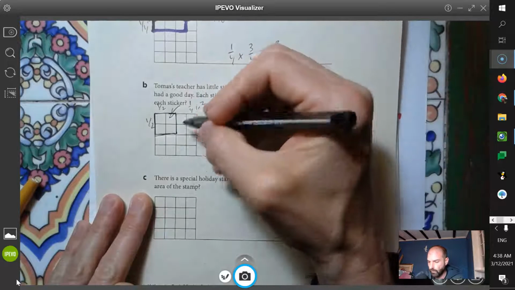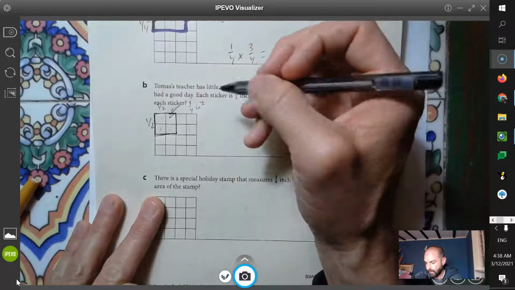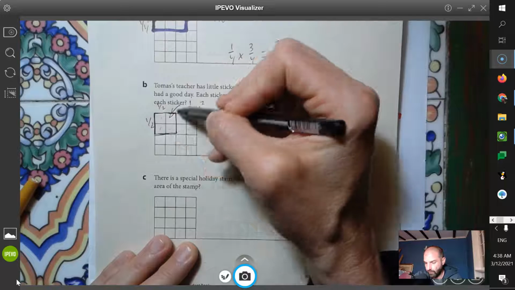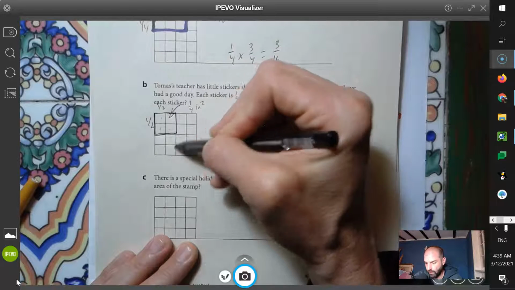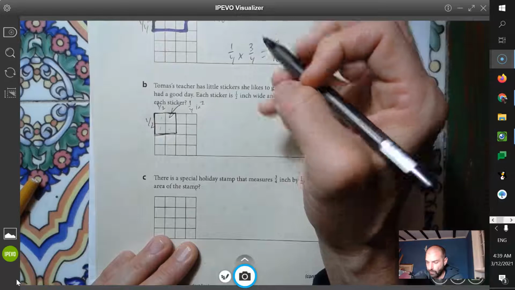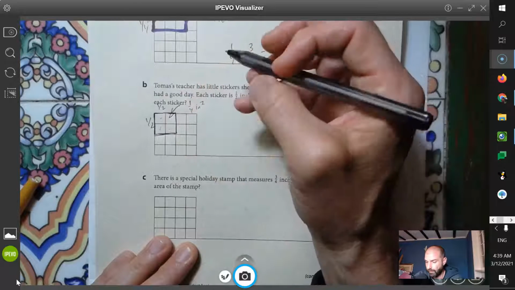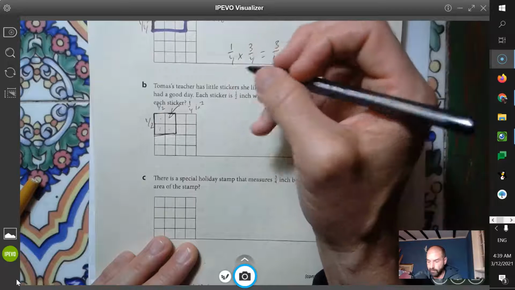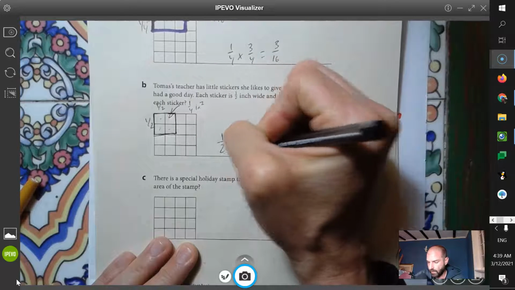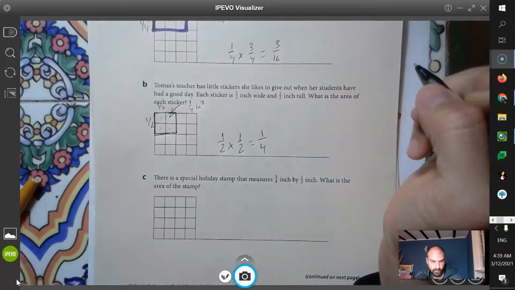Wait, or, sorry, 1, 2, 3, 4. 4/16. The reason I did 1/4 is just, I saw this already. I saw that you could fit 1, 2, 3, 4 stickers into this 1 by 1 inch square. But you could have said 1, 2, 3, 4 out of 16. 4/16 would have been fine. But my equation is 1/2 times 1/2 equals 1/4.